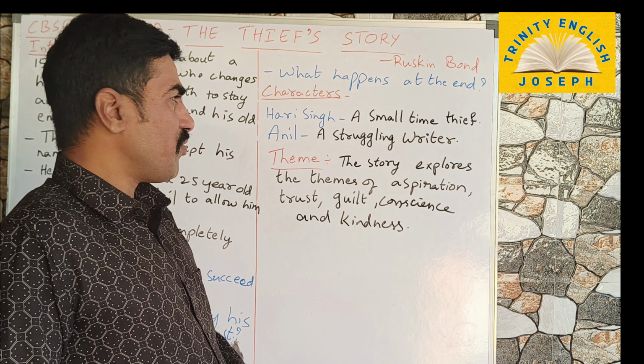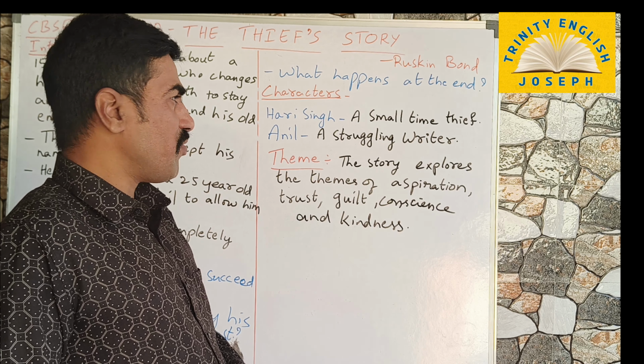Friends, now let us look at the lesson, The Thief's Story of Class 10th English, Chapter 2, from the book Footprints Without Feet. And the writer for this is Ruskin Bond. And friends, now let us look at this particular author, that is Ruskin Bond. Born on 19th May 1934, he is an Indian author of British descent. He lives in Landor, Mussoorie in India.